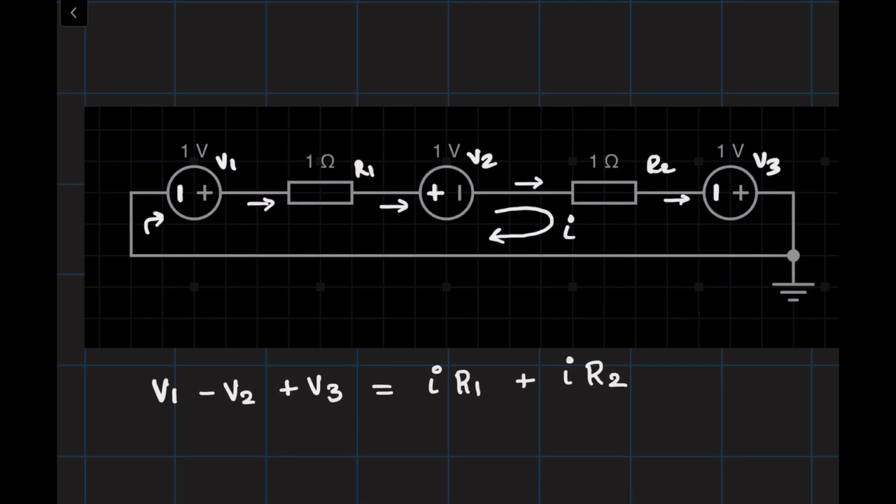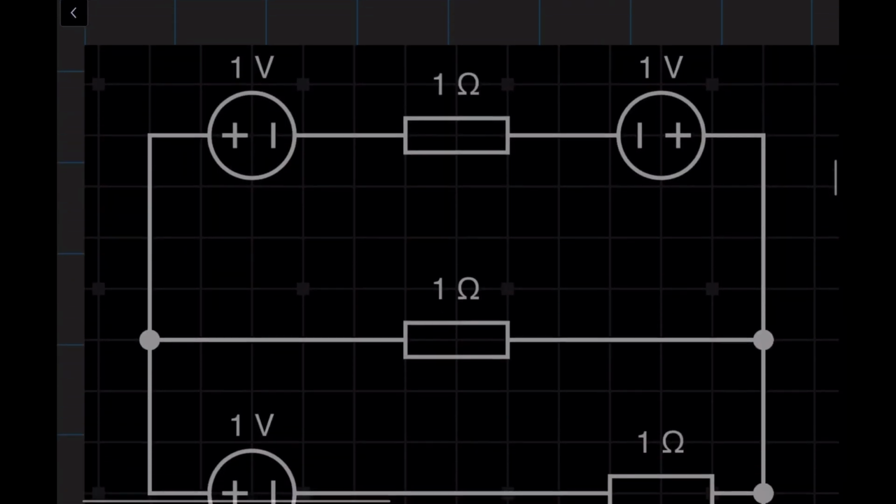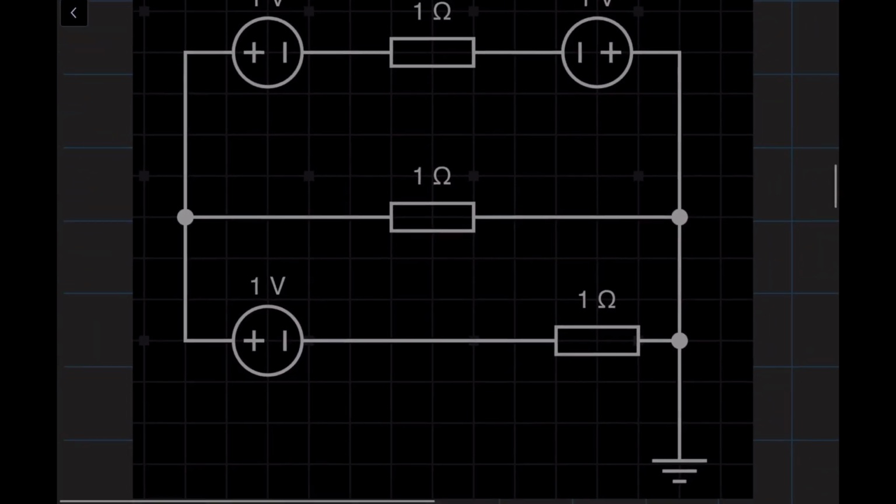Understood? So let's try another one. You can solve it by simply substituting the values for V1, V2, V3 and R1 and R2 values. You can calculate the value of I, which is not a big deal. The big deal is how to write the equation. Okay, now let's do this one.